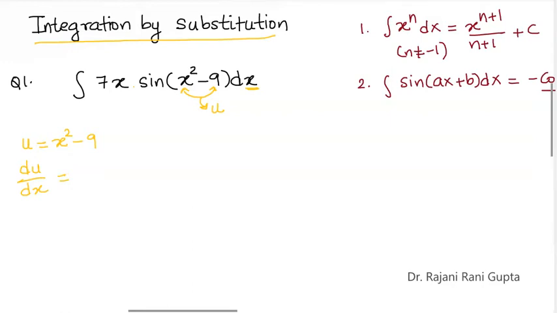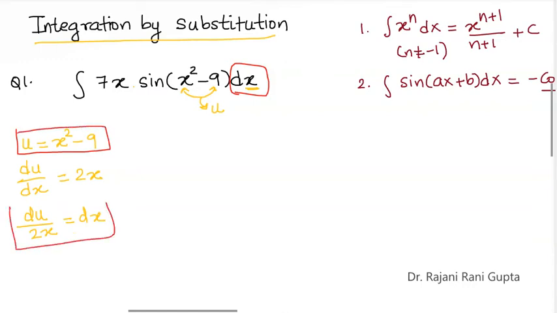What will it give you? For x², we use the derivative rule, which gives you 2x, and for 9 it is 0. Now this gives you du over 2x is equal to dx. What we are going to do here is replace the variable x with u. So we will use this value of u and this value of dx and convert the integral.